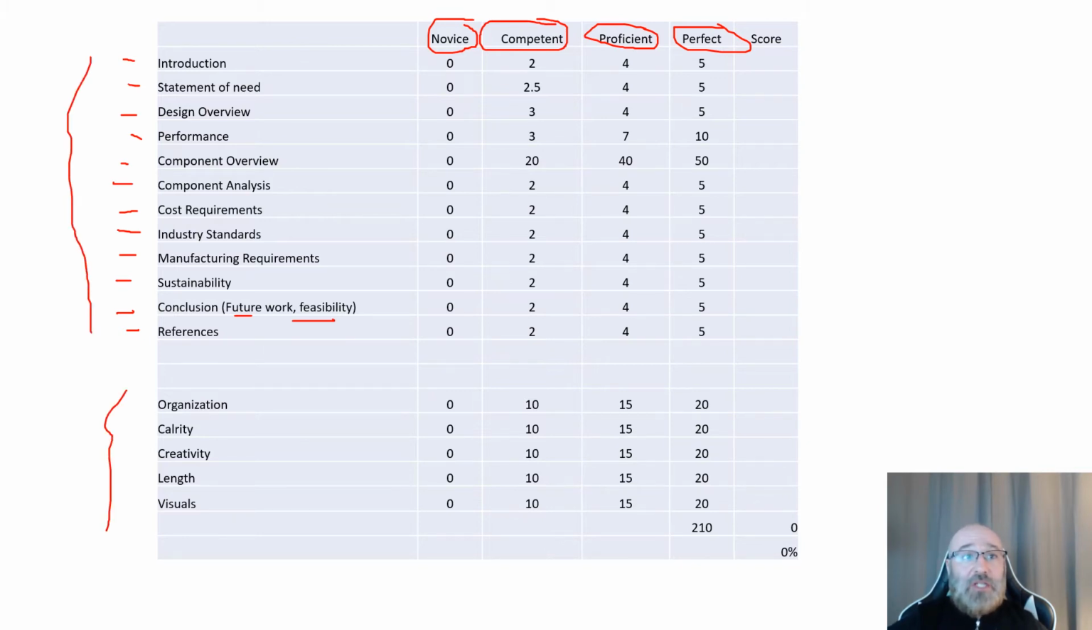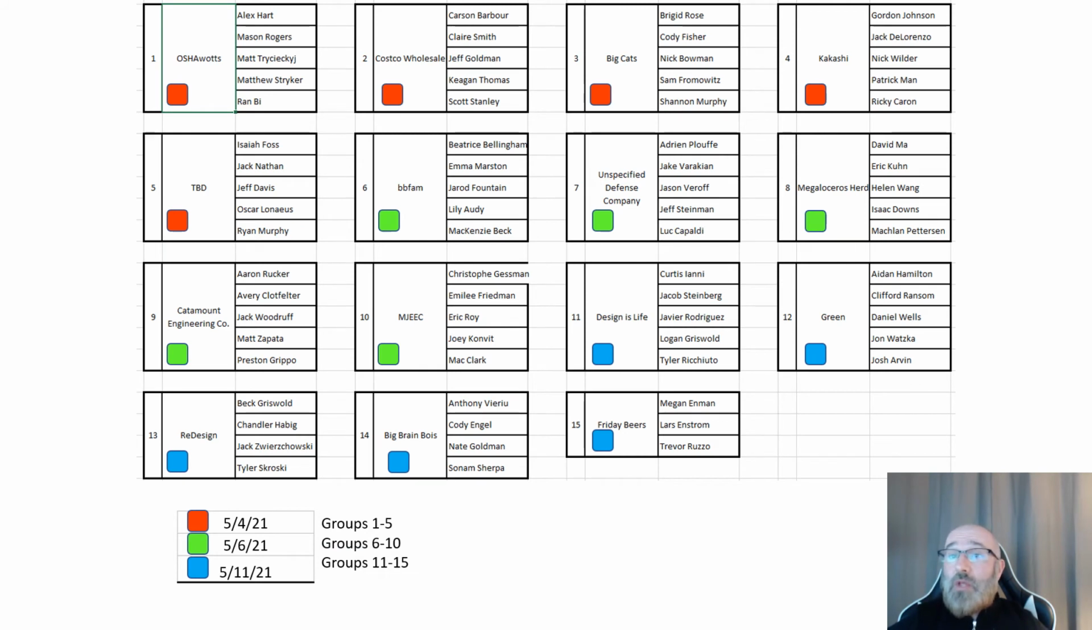Whereas the actual presentation, I'll be looking at these categories down here for your organization, clarity, your creativity, do you stay within the required length, and the visuals during your presentation. So these are all the components I'm going to be using within this rubric for grading your actual presentations for your group project. So we broke this into 3 different lectures for the presentation of your group projects. So the first lecture was in red, which were groups 1 through 5. The second lecture were all in green here, which are groups 6 through 10. And this is the final set of 5 groups here, groups 11 through 15, illustrated in blue, that we'll be presenting on Tuesday the 11th.